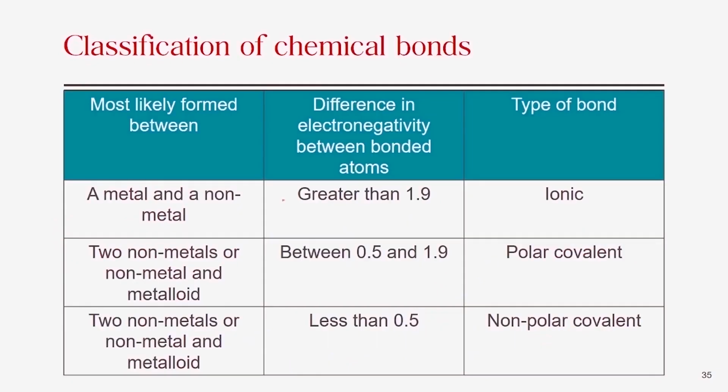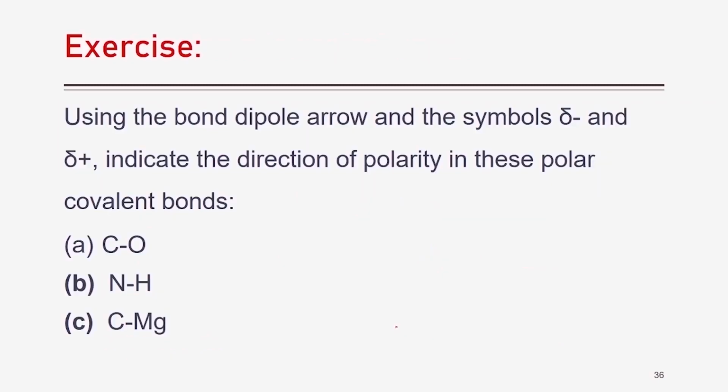Let's compare the major differences between the three types of bonds. The probable bond that can form between metals and non-metals is the ionic bond, and the electronegativity difference is usually greater than 1.9. Between non-metals, or non-metals and metalloids, the polar covalent bond can form if the electronegativity difference is between 0.5 and 1.9, or the non-polar covalent bond if the electronegativity difference is less than 0.5. Now let's move to this exercise.